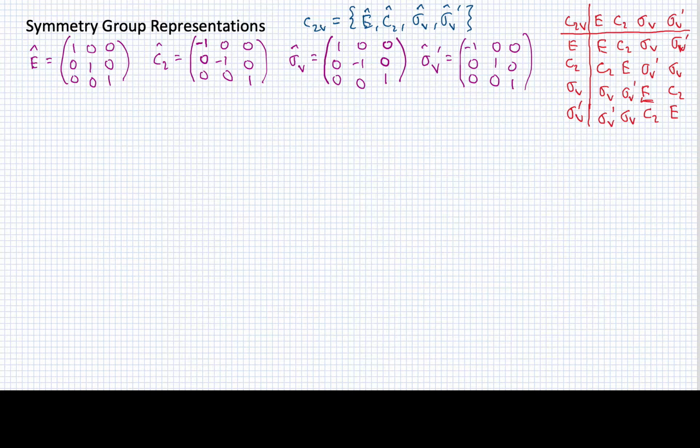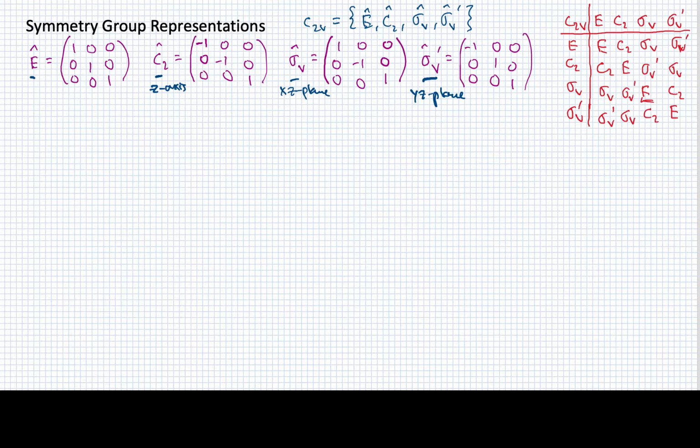And I've written up here the matrix representations for each of the 4 symmetry operations that are present in the group. So we've got the identity operator, the C2 rotation operator, the sigma V reflection operator, and the sigma V prime reflection operator. We're going to designate the C2 axis as the Z axis. We'll designate the sigma V operation as the XZ plane and the sigma V prime as the YZ plane, just so that we can draw pictures of this eventually.